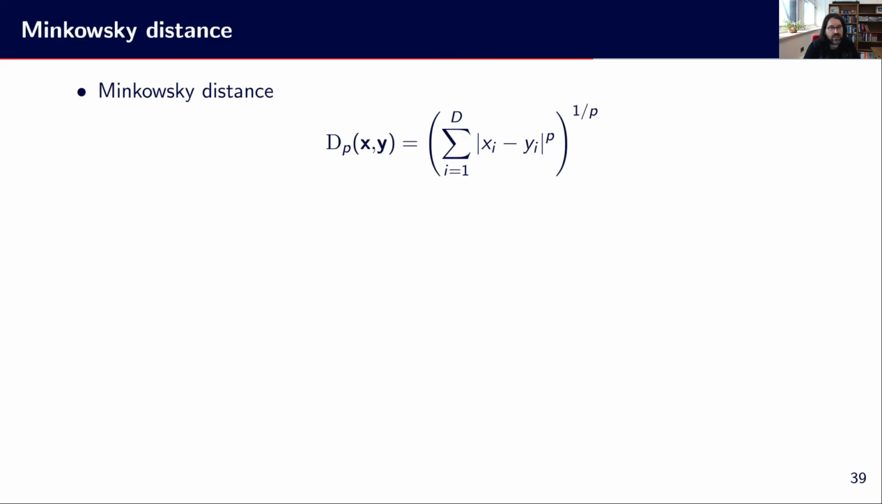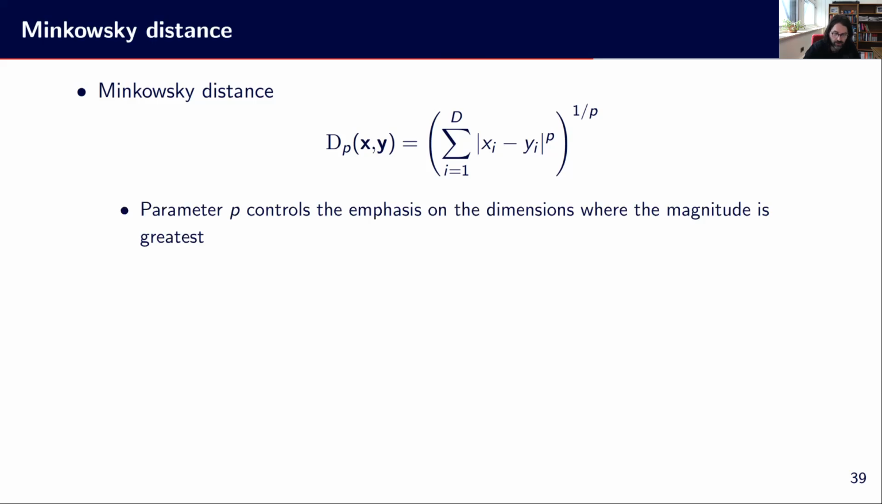Going back to the Minkowski distance, which, as I said, is a generalization of the Euclidean distance. The general formulation is this. We have a p parameter, and that p parameter configures that distance measure. It controls the emphasis on the dimensions where the magnitude is the greatest. So when we have a dimension with a big difference, that big difference is what matters most in the overall distance measure.